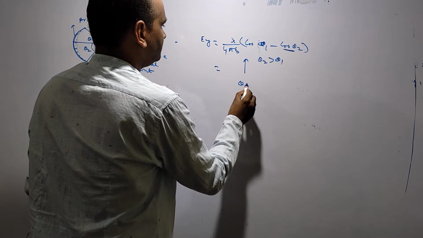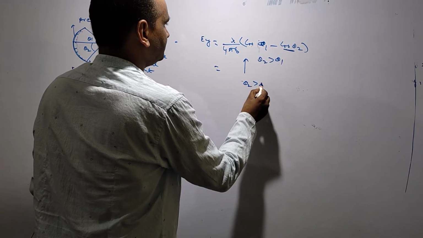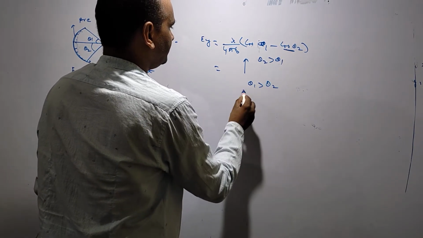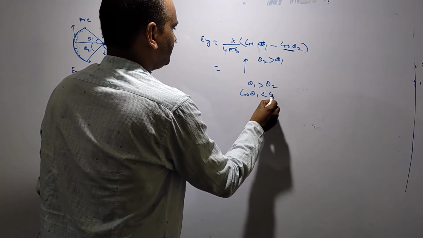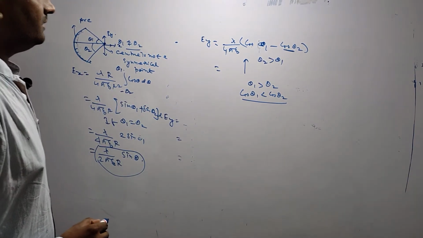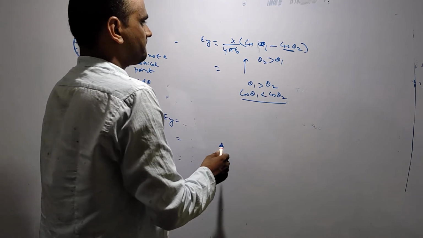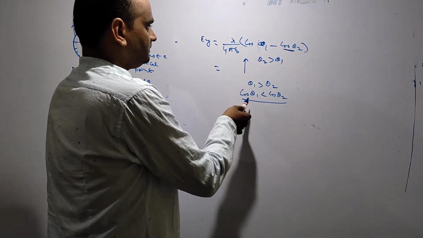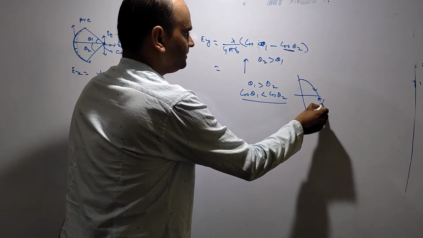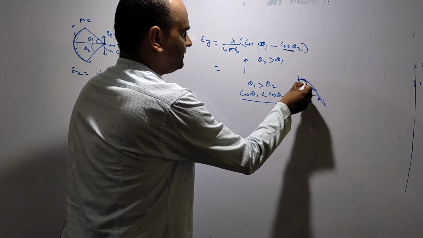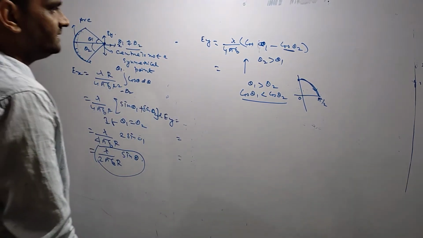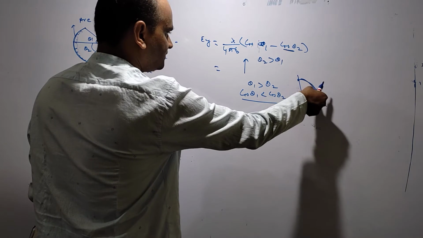If theta 1 is greater than theta 2, this means cos theta 1 is less than cos theta 2. Do you understand this? You see, it is like this: at 0 degrees cos is the maximum, and when you increase the angle, it goes to 0. This is the function of cos. So when theta increases, the value of cos theta decreases.